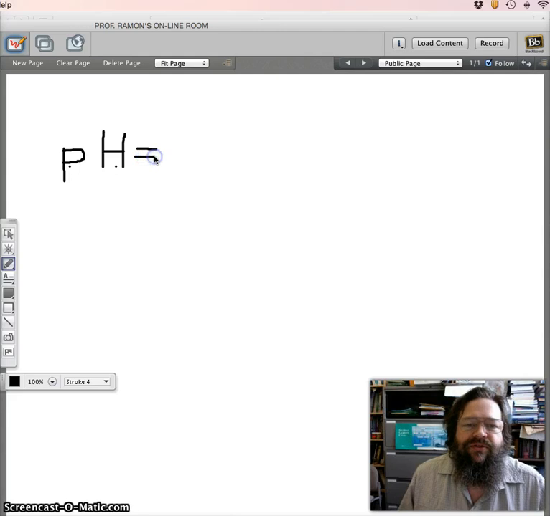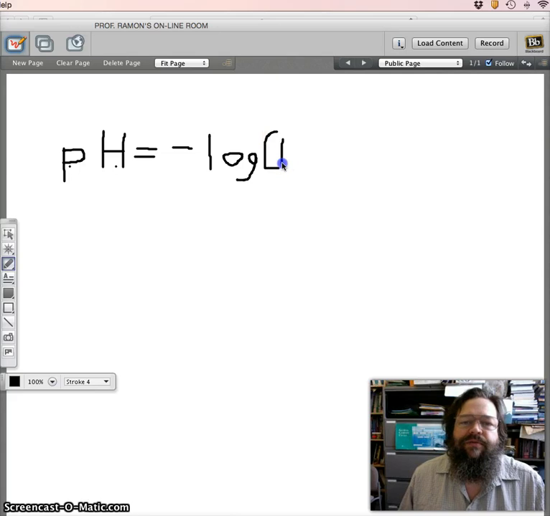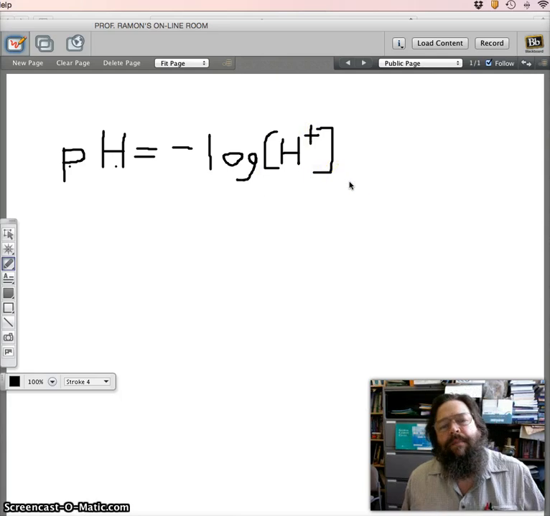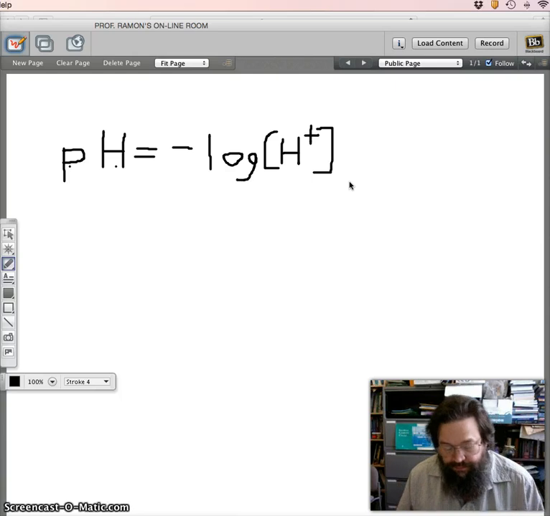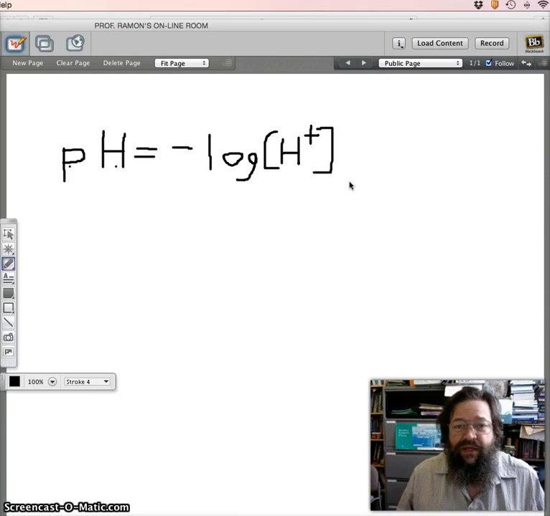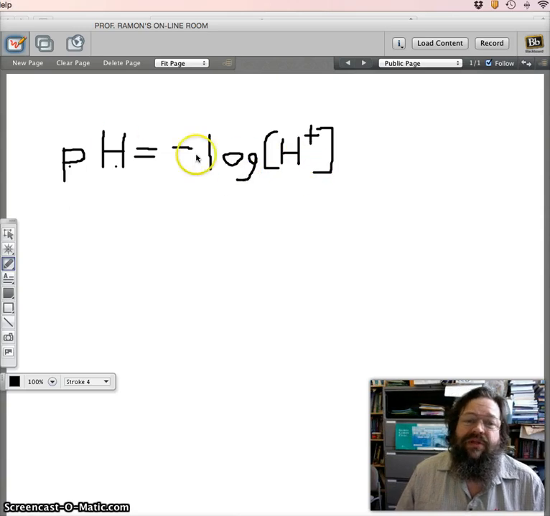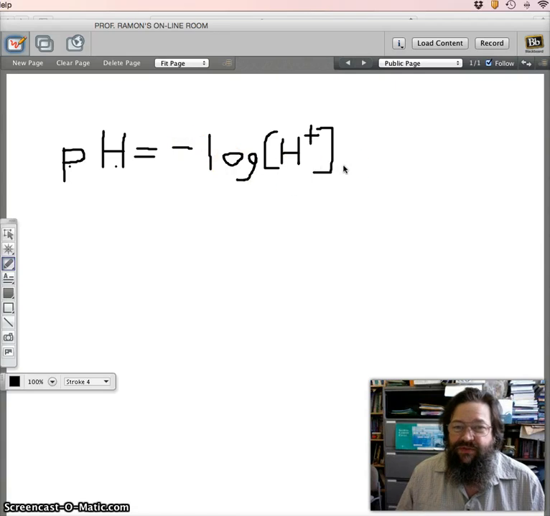pH actually is a mathematical formula. It equals the negative log of the hydrogen ion concentration. So when I write the hydrogen ion in here, I write it as H+, and I write it inside of brackets. The brackets are a chemist's way of saying concentration of. So the formula is the negative log of the hydrogen ion concentration.